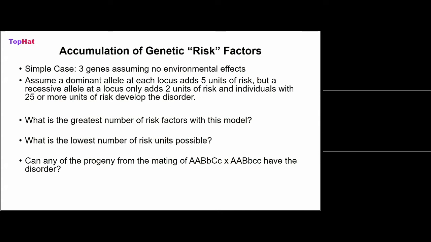So just as a kind of hypothetical example, let's say there's 3 genes. Let's say there's no environmental effects on this particular phenotype. If you have a dominant allele at a locus, it gives you 5 units of risk. But if you have a recessive allele at that locus, you only have 2 units of risk. If you have 25 or more units of risk, you're classified as having the disorder. Okay, so let's think about this. What is the greatest number of risk factors you could possibly have?